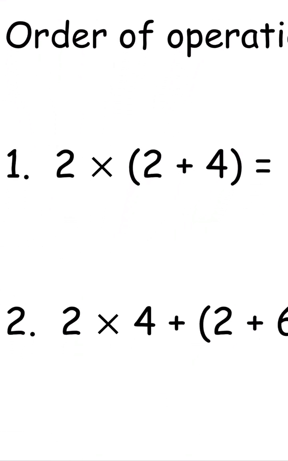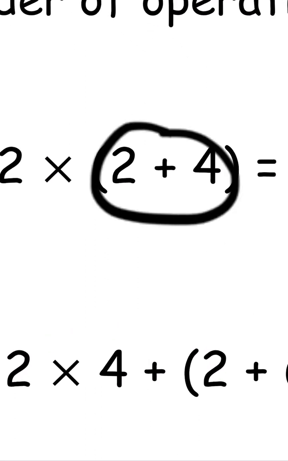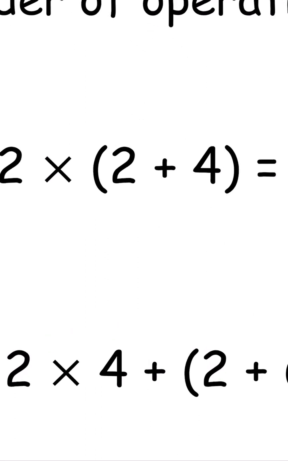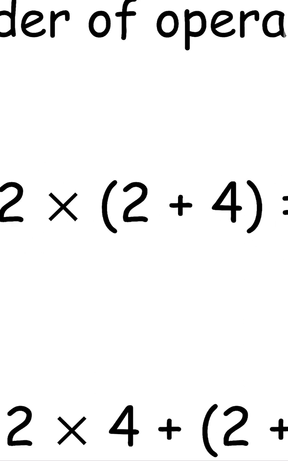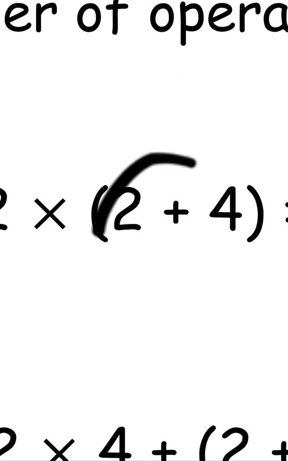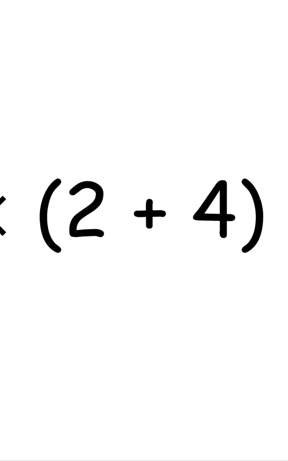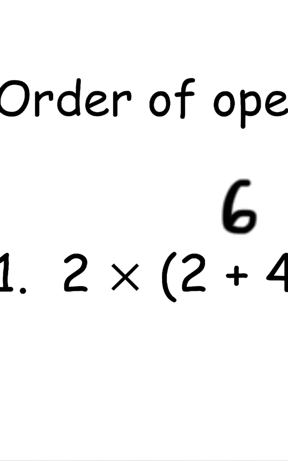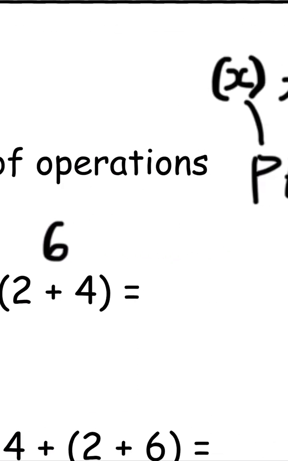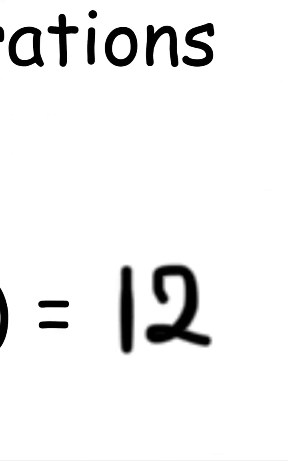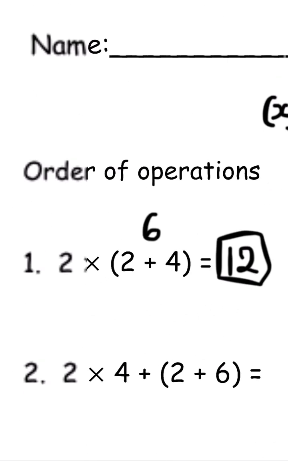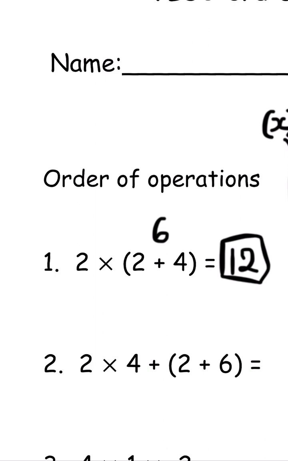For number 1, see how the numbers are inside the parentheses. So although there's addition, we need to first solve the numbers that are inside the parentheses. So 2 plus 4 is 6, and 2 times 6 is 12. So 12 is going to be the answer for number 1.